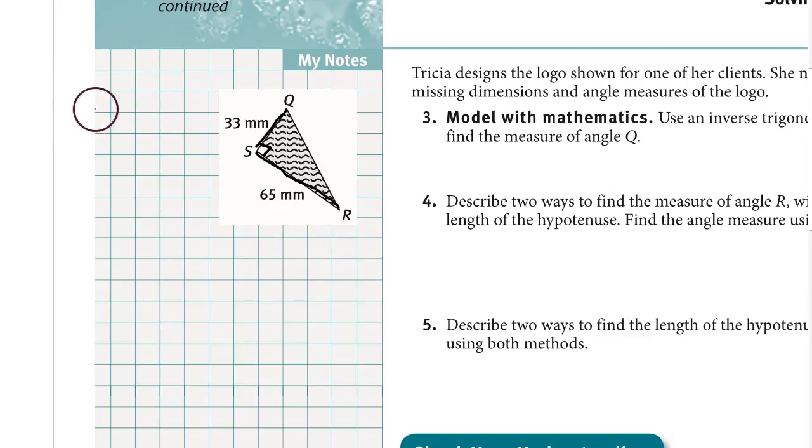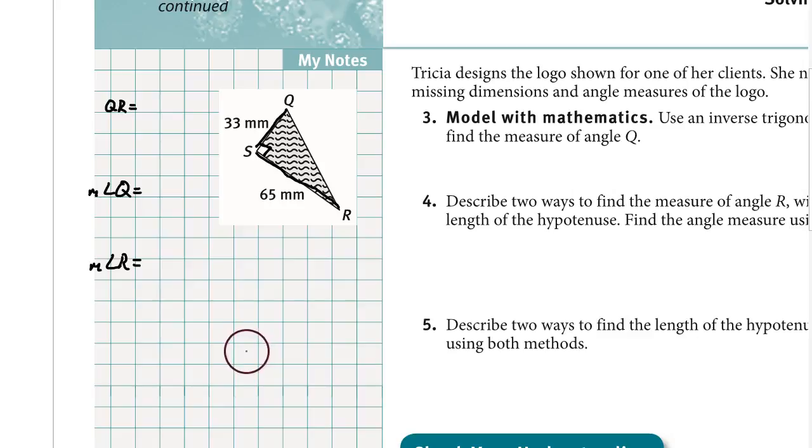So let's first list what we're trying to figure out. We don't know how long QR is. We're going to have to find that segment. We don't know the measure of angle Q. We're going to have to find that measure in degrees. And we don't know the measure of angle R. We need to find that measure in degrees. If we're able to find those three things, then we will know all 6 parts of the triangle. We'll know all 3 sides and all 3 angles.